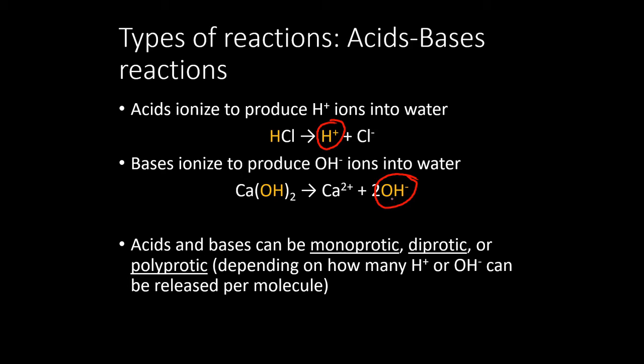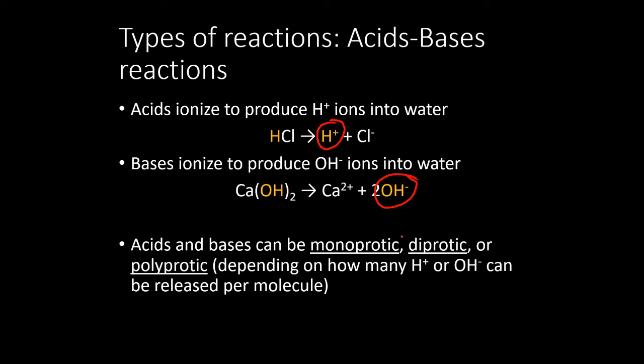Now, acids and bases can have more than one of each of these things produced. As you can see here, we had one H+ produced, and here we had two OH- produced. If they do produce more than one, we have special names for those. An acid, for example, that produces one H+, we consider to be monoprotic. If it produces two, we consider that to be diprotic. And then if there's more than two possible H+ or OH-, then that would be polyprotic.